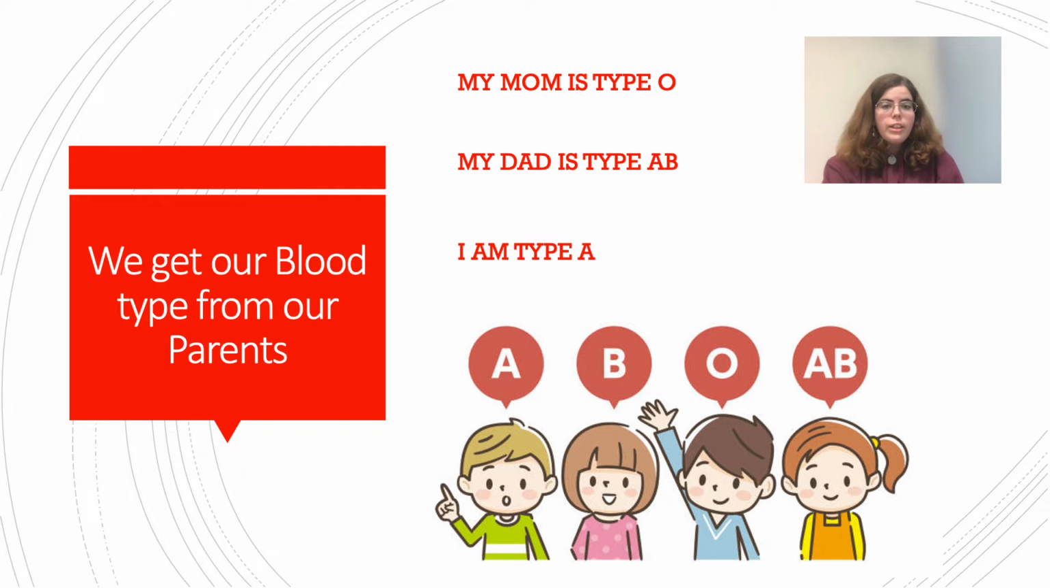So we talk about genetics in terms of blood types because we get our blood type from our parents. So my dad's a type AB, and my mom's a type O, and that means I'm a type A. But what exactly do we mean by all this?